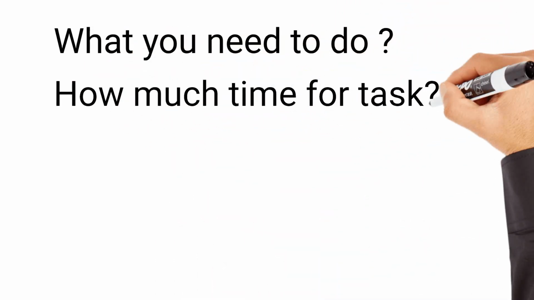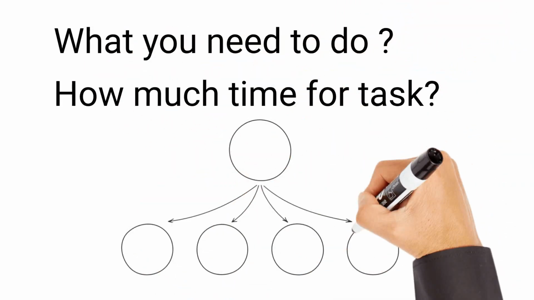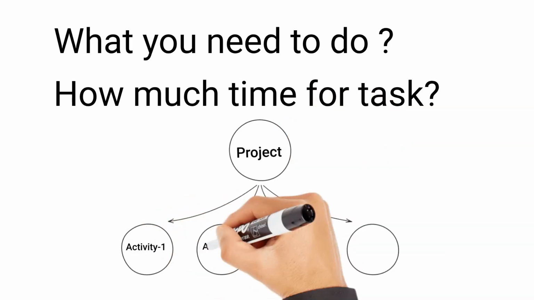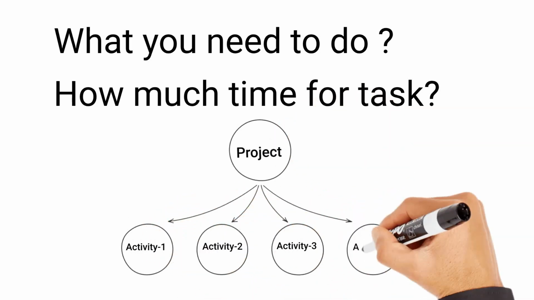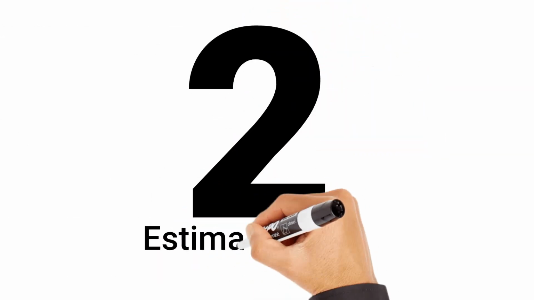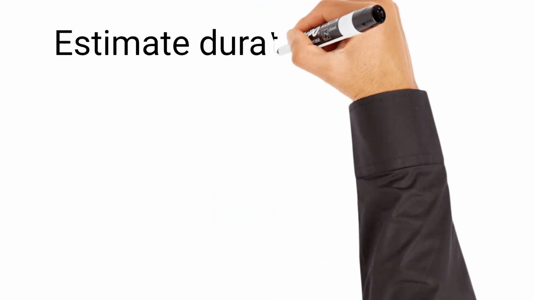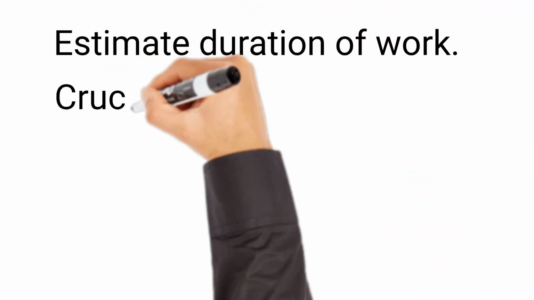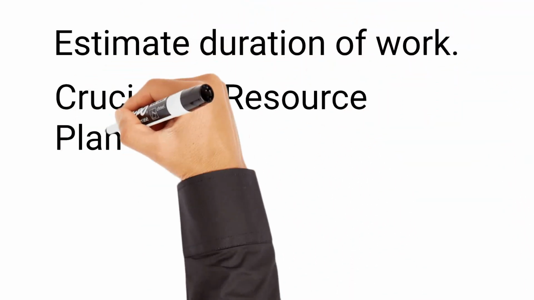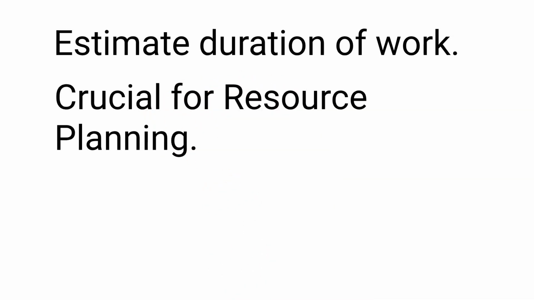Start by breaking down the project. While you can do this informally, in sufficiently complex projects, you'll want to create a work breakdown structure. The second step is to estimate the duration. Once you know what needs to be done, you can estimate the time it will take to finish the work. This is crucial for resource planning. If a task is expected to take 12 hours, but you have only 10 hours of a particular resource available, you will have to get outside help.